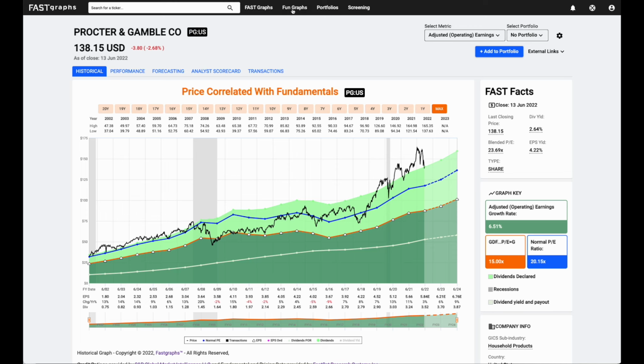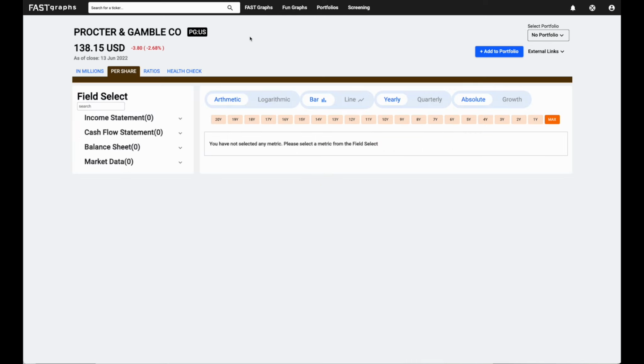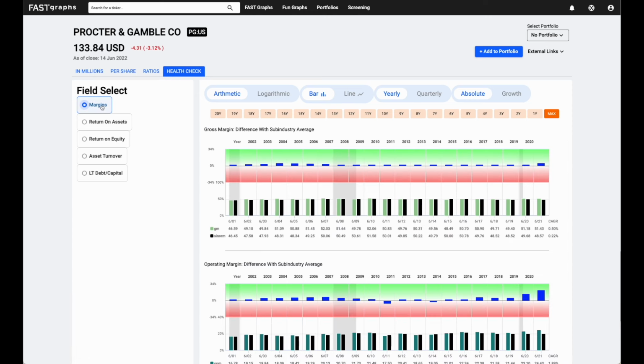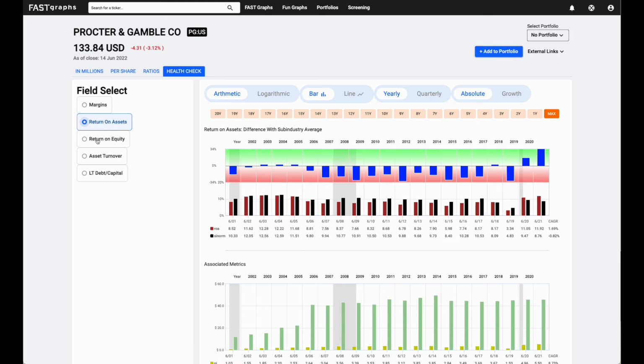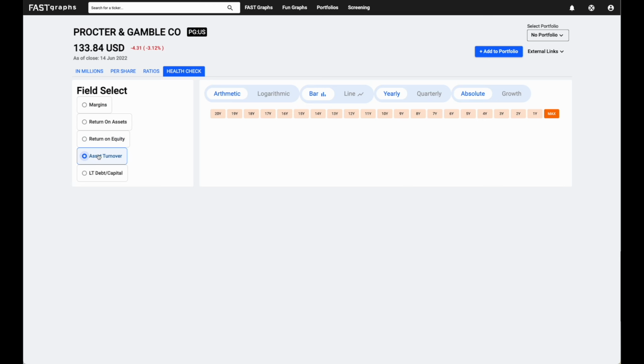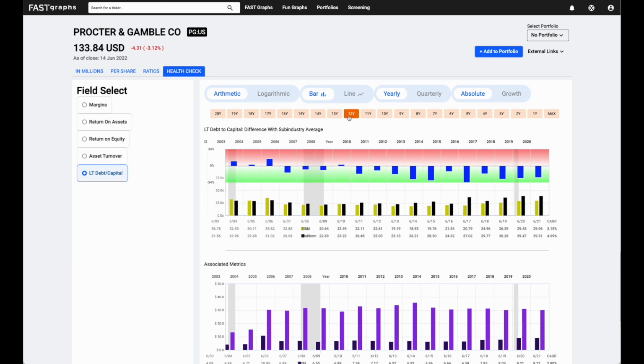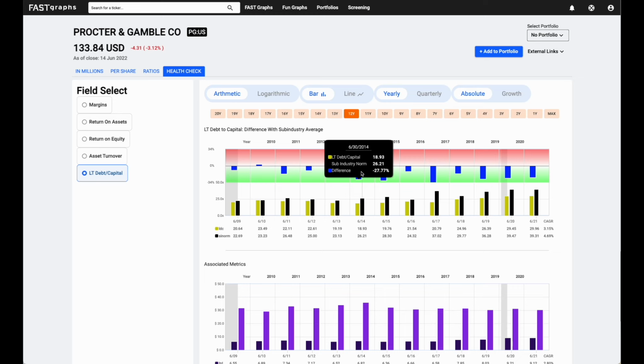Health Check is a feature found under Fund Graphs for premium subscribers that assists you in visualizing the overall health of a company. This is done by comparing a few important metrics to the sub-industry standard. Please keep in mind that this is not the ultimatum for determining if a company is healthy or not, but instead gives you another picture of how a company compares to others in its sub-industry.